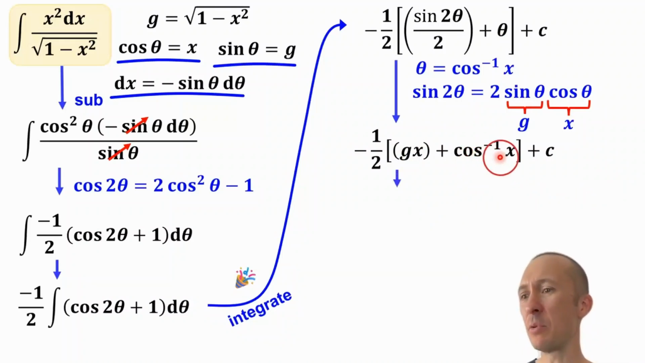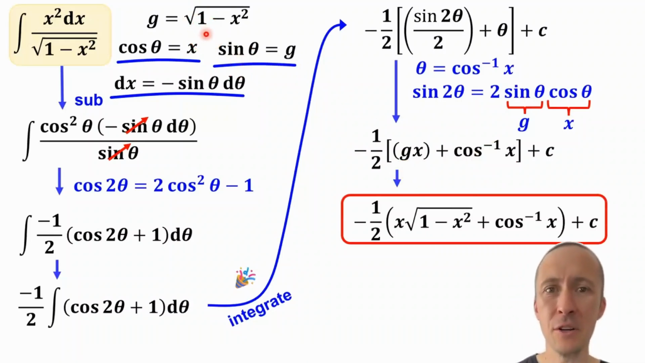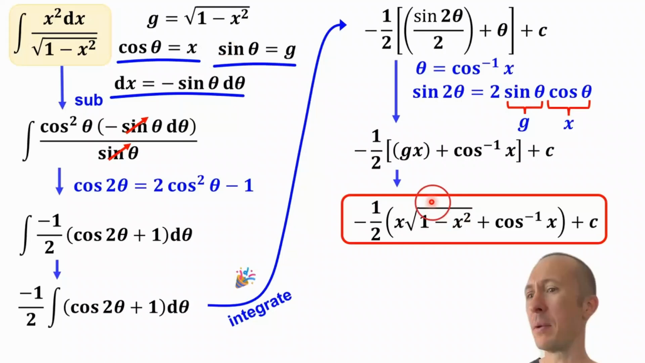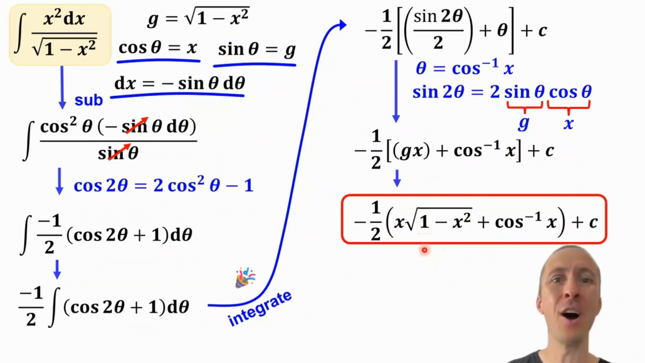And we're basically done. We'll substitute back what g is. G is, because we want to write everything in terms of x, right, the square root of 1 minus x squared. And this is it in all its glory. Another one bites the dust. All right, on to the next integral.